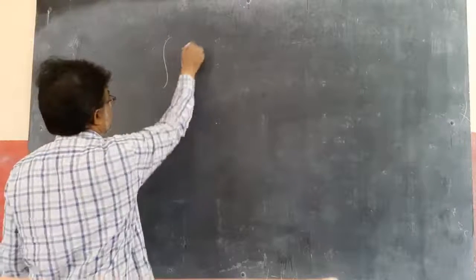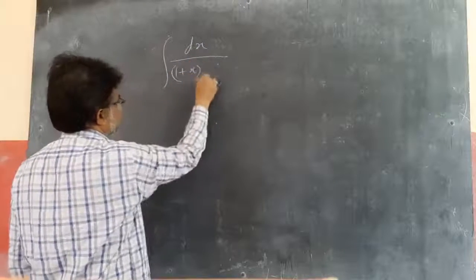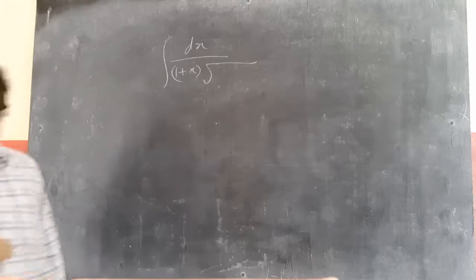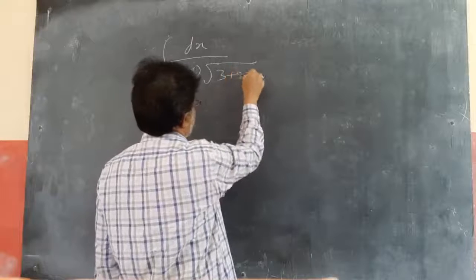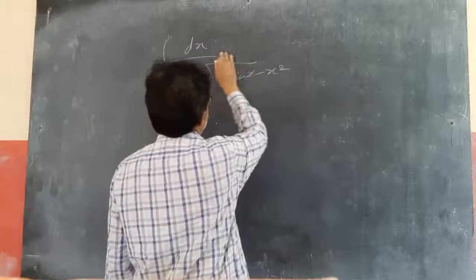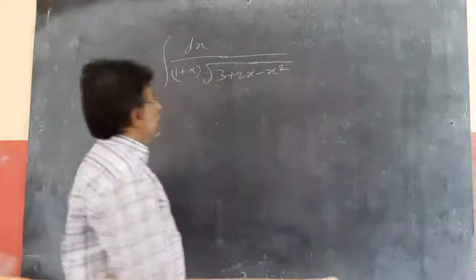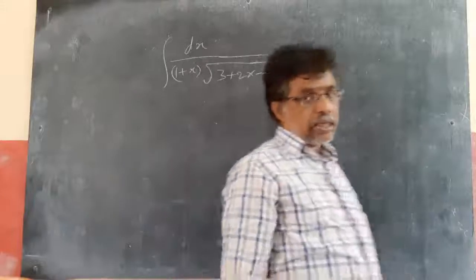Integral of dx by (1 plus x) into root of (3 plus 2x minus x square). This is the third method.